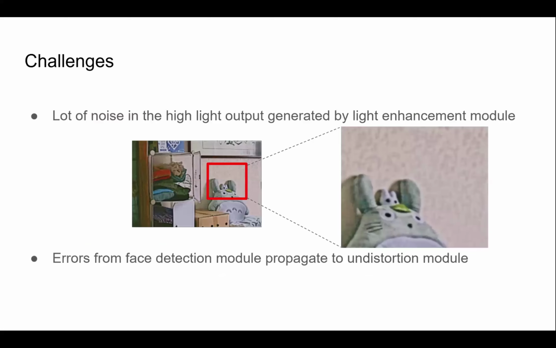So moving on to the challenges. One challenge is that the output produced by our low light enhancement module contains a lot of noise. Here I show one such zoomed in output image. You can see that it contains a lot of random noise in the background. Another challenge is that errors from the face detection module propagate to the undistortion module, and hence when no faces are detected, it is not able to undistort the image correctly.